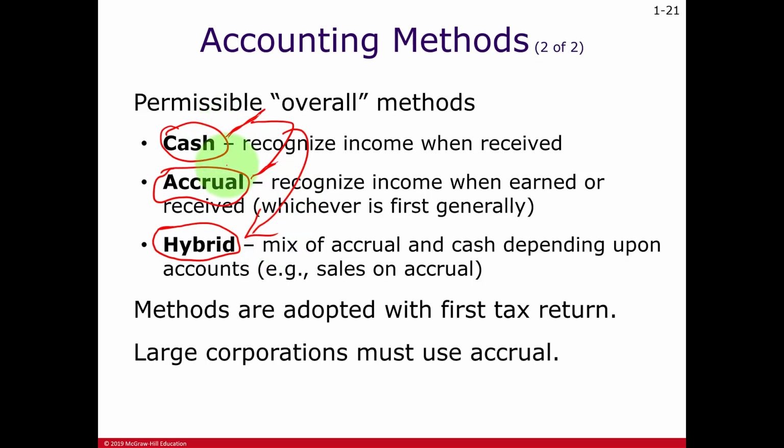If that's the case, then you're using the hybrid method. You would pick the method of accounting on the first tax return you file for the taxpayer. Here it says that large businesses, usually with 25 million of gross receipts averaging over the past 3 years, have to use this accrual method.